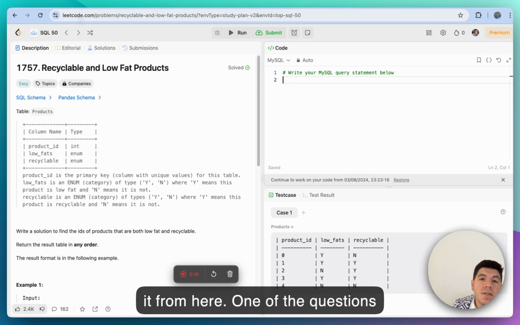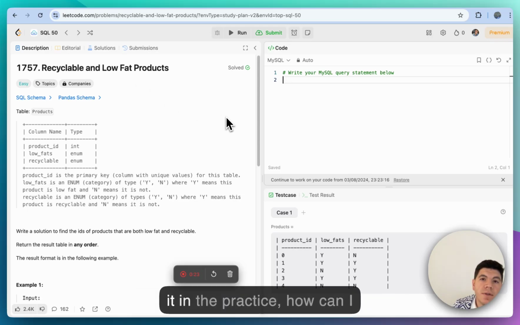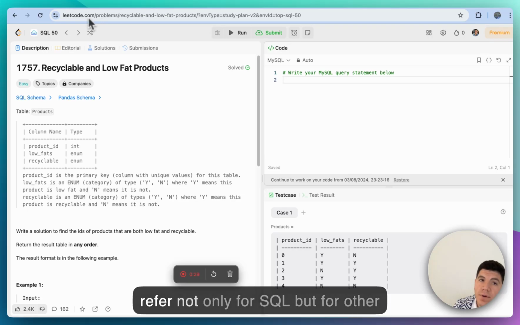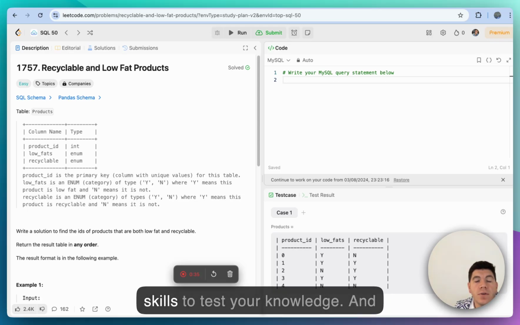One of the questions that I often get asked is: okay, I learned SQL, I know some basic and advanced functions, but I want to put it into practice. How can I practice it? LeetCode is one of the best platforms you can refer to, not only for SQL but for other programming languages, to practice your skills and test your knowledge.